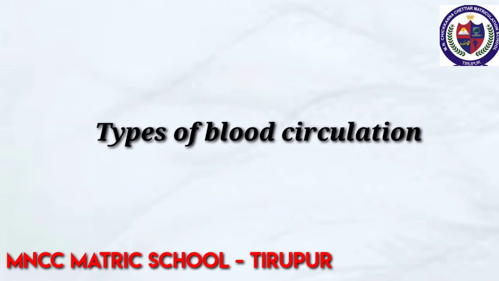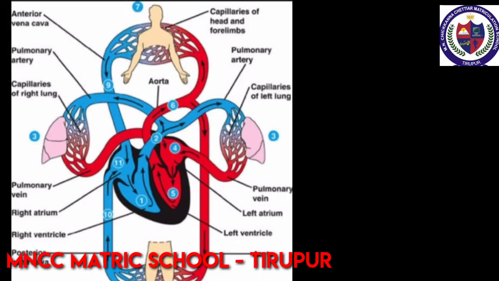Types of blood circulation. The blood circulates in our body as oxygenated and deoxygenated blood. The types of circulation are systemic circulation, pulmonary circulation, and coronary circulation. Systemic circulation: circulation of oxygenated blood from the left ventricle of the heart to various organs of the body, and return of deoxygenated blood to the right atrium.